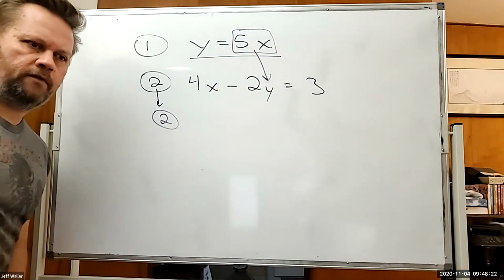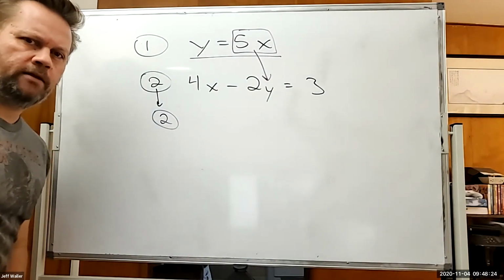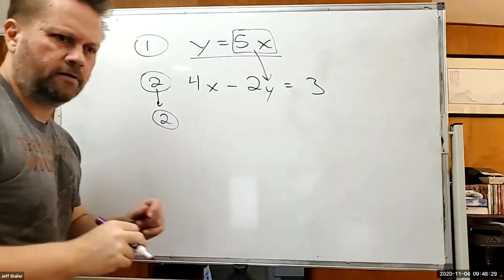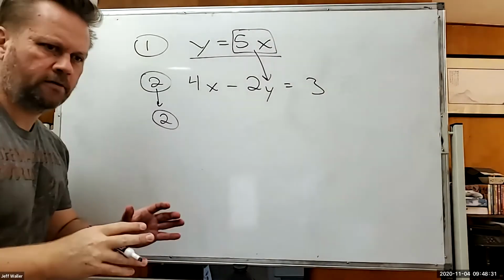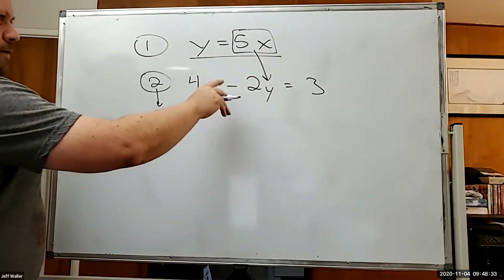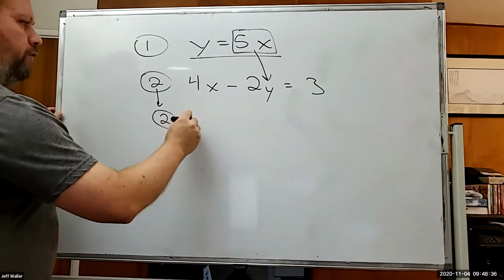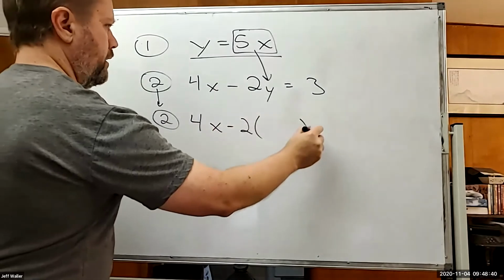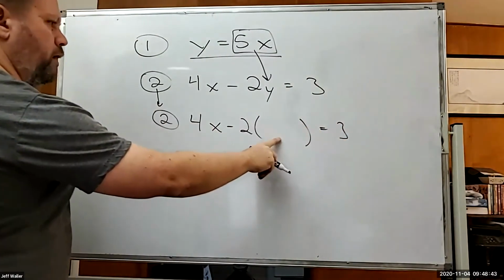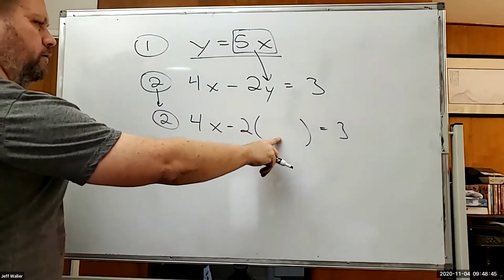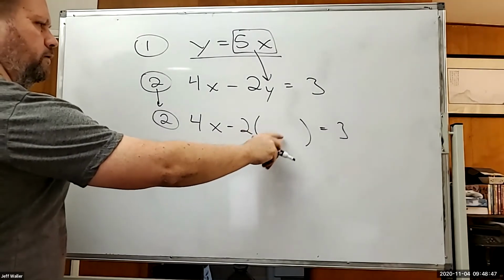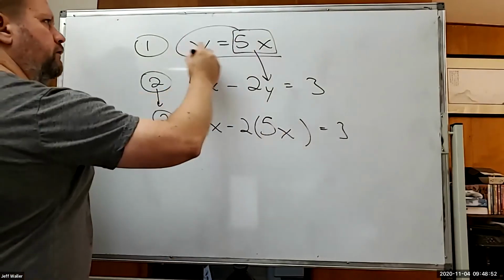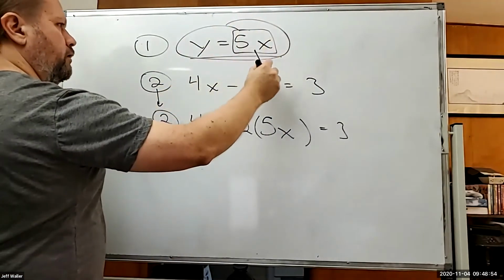Right? I got a bit of a game plan here. So I can write 4x minus twice y, 3, but what's y? 5x. So I used this information together with this information.